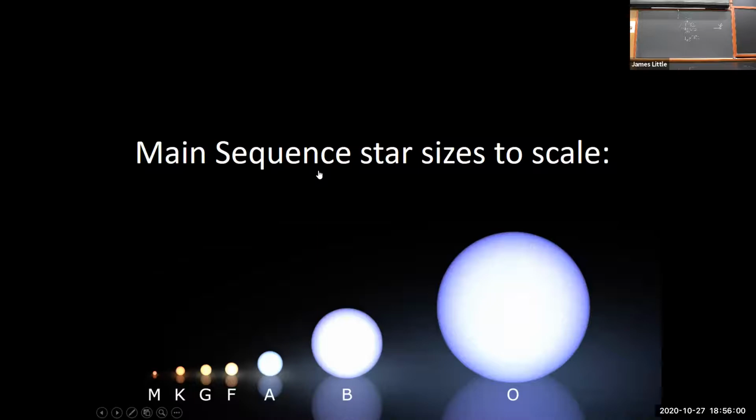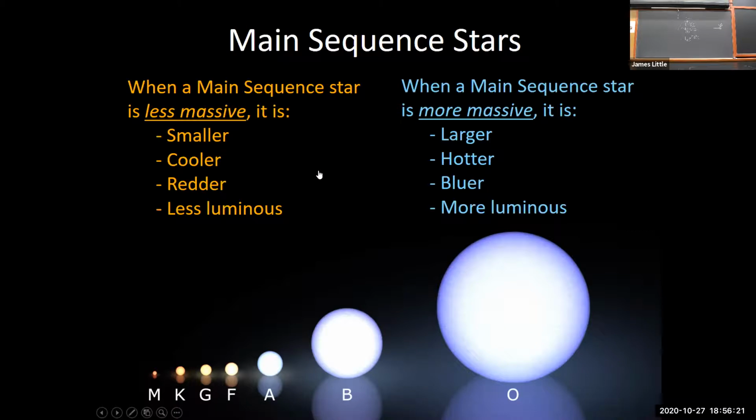Now, here's how not the same size stars are on the HR diagram. M stars are teeny tiny in comparison to O stars. The hotter you are, invariably, the bigger you are. And if you're on the main sequence, the hotter you are, the more massive you are as well. When a main sequence star is less massive, it is smaller, cooler, redder, and less luminous. When it's more massive, it's larger, hotter, bluer, and more luminous.